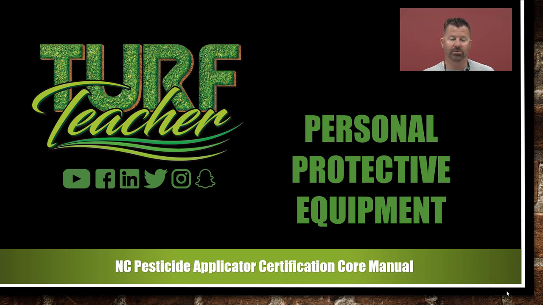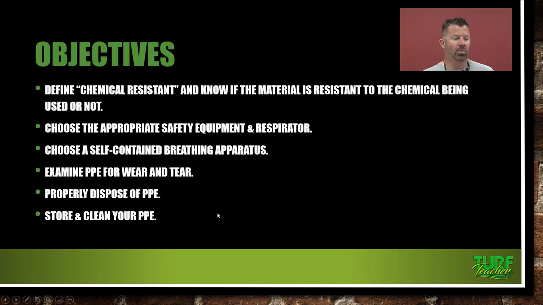This information comes directly from Chapter 8 in your North Carolina Pesticide Applicator Certification Core Manual. Now let's get started with our course objectives. We're going to define chemical resistance and know if the material is resistant to the chemical being used or not. We're going to choose the appropriate safety equipment and respirators. We're going to choose a self-contained breathing apparatus.